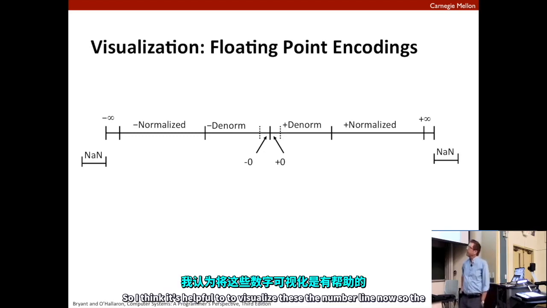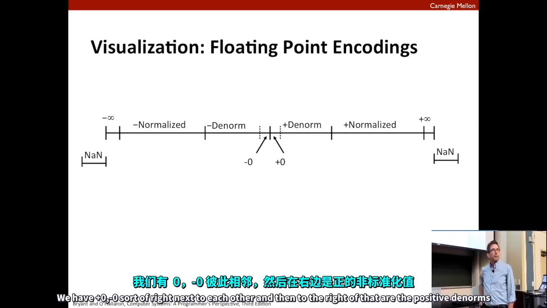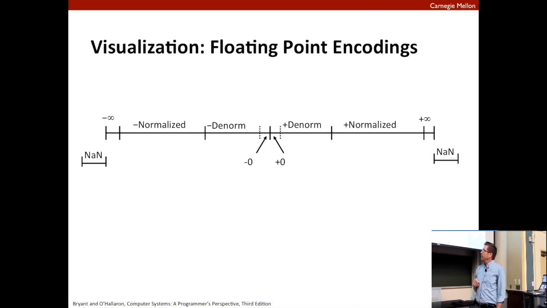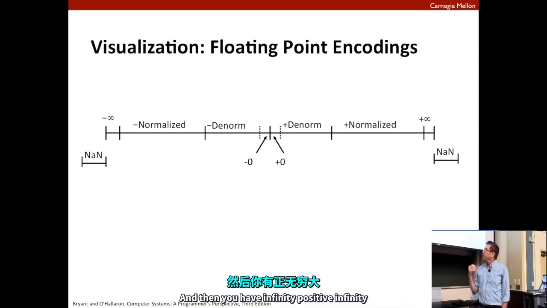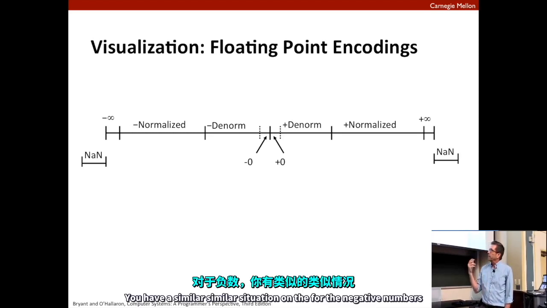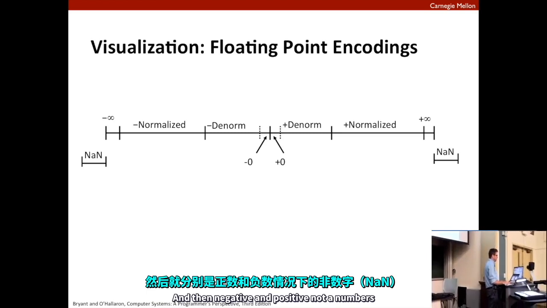I think it's helpful to visualize the number line now. We have positive 0 and negative 0 right next to each other, and then to the right of that are the positive denorms, which transition into the normalized numbers, and then you have positive infinity. You have a similar situation for the negative numbers, and then negative and positive not a numbers.